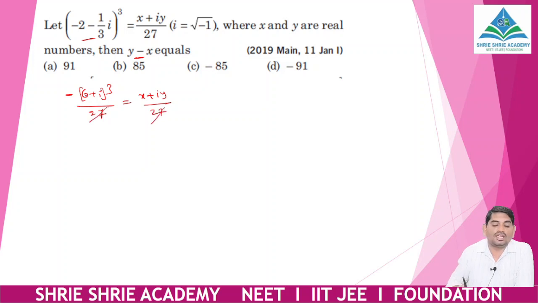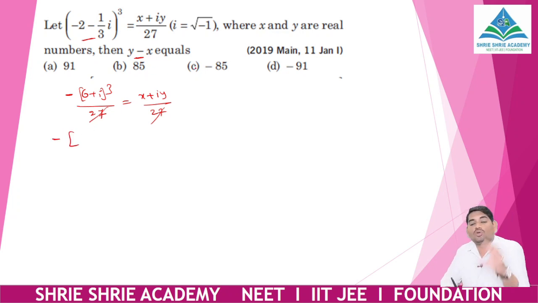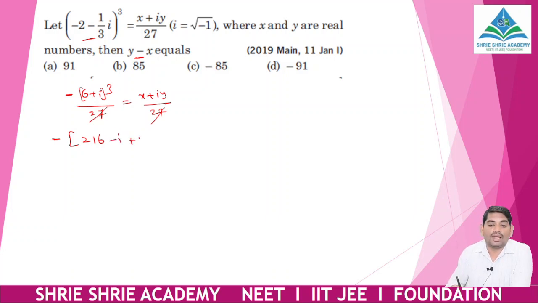27 got cancelled. Here we can apply a plus b whole cube property. So minus 6 plus iota whole cube, a plus b whole cube is a cube plus b cube plus 3a square b plus 3ab square. So a cube now we got 6 cube, now 216, plus iota cube now minus iota, plus 3a square b, 3 into 6 square into iota, plus 3ab square, 3 into 6 into iota square. Right side x plus iota y as such.